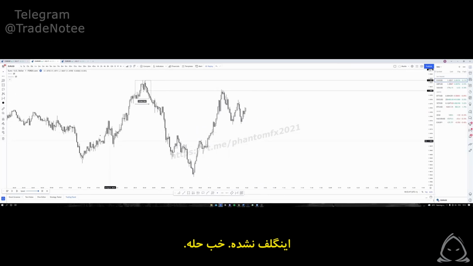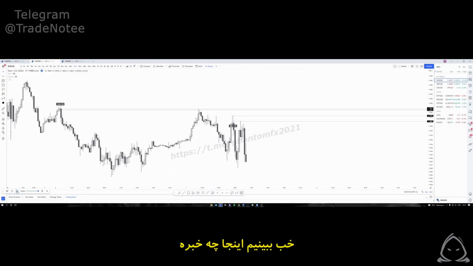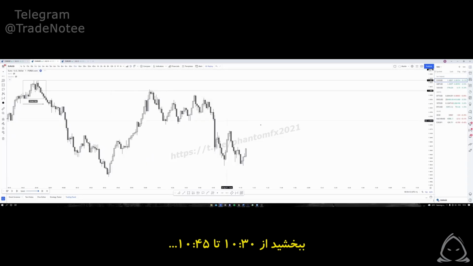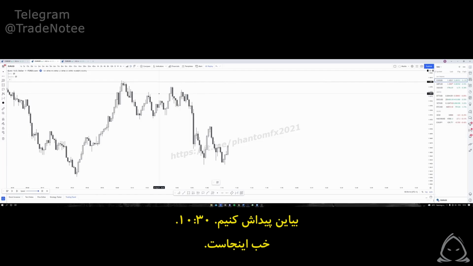So cool, let's look at some more examples. Let's see what happens here. Okay, now we've got a little low broken here. So now we have another supply candle. This candle forms at 10:30, so we have 10:30 to 10:45. So we get our little tool out again and find it. 10:30, so that's here.